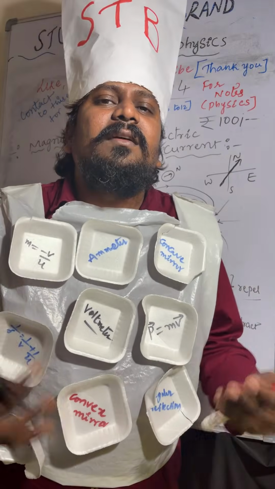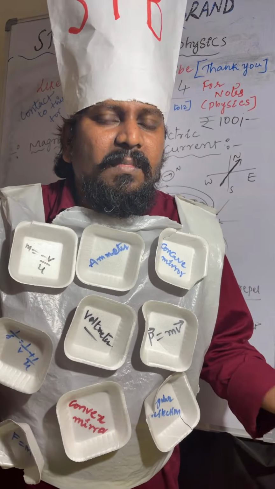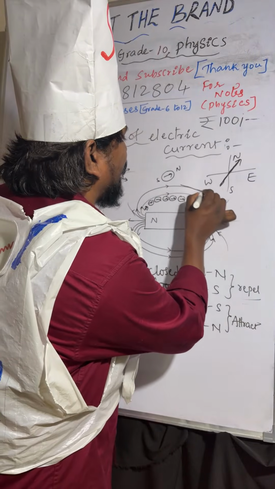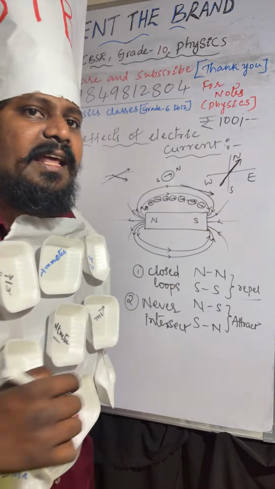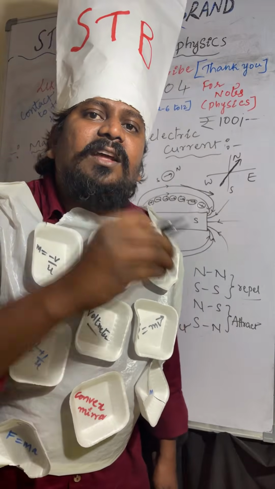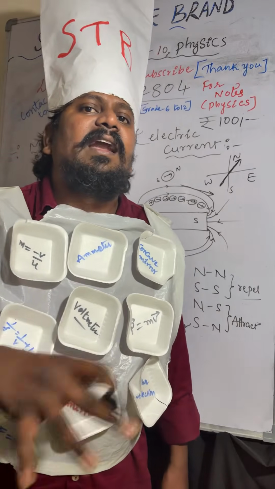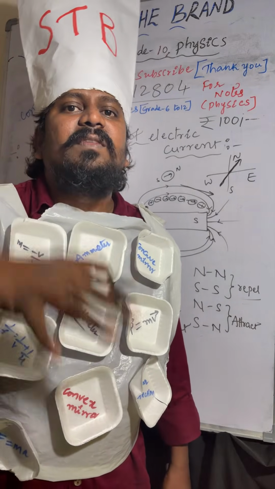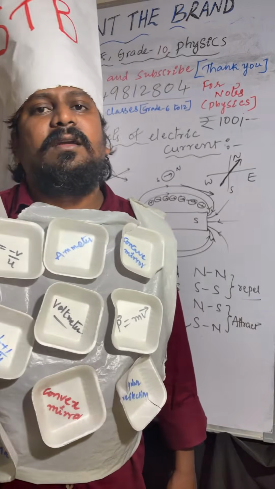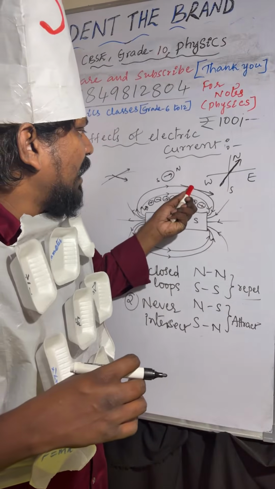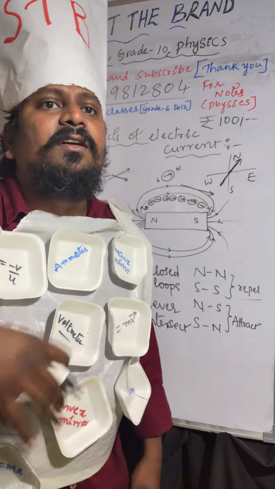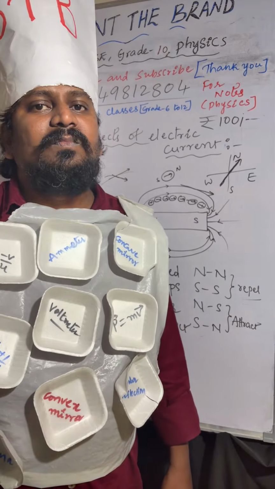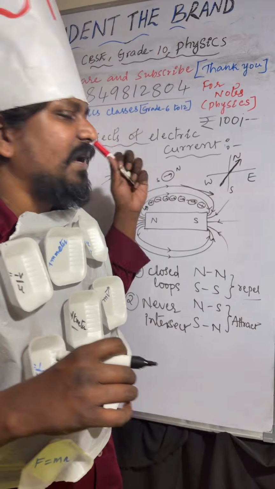How can you identify the magnetic field direction? If you draw the tangent to the magnetic field line, you can identify the direction of the magnetic field at that particular point. To identify the magnetic field direction at that point, you have to place the compass and draw the tangent to the magnetic field line.